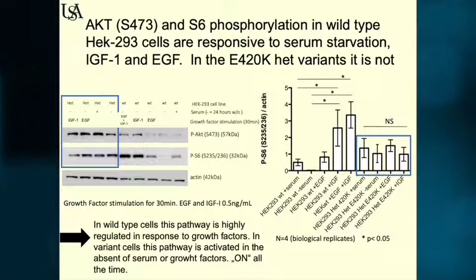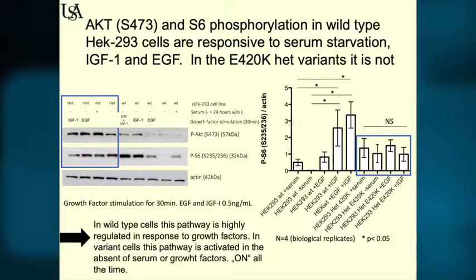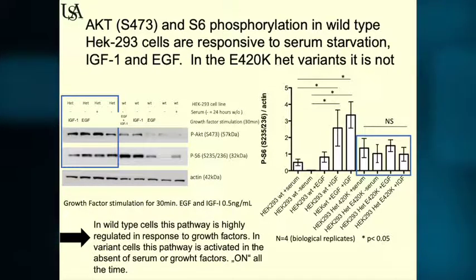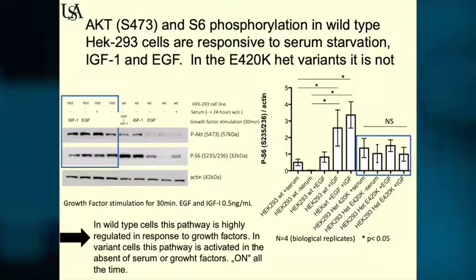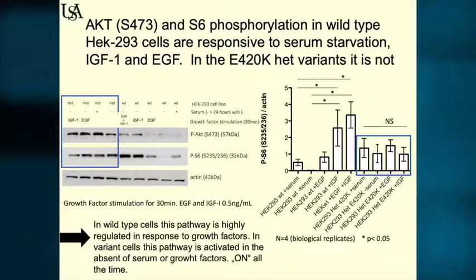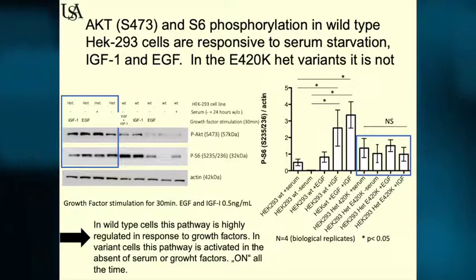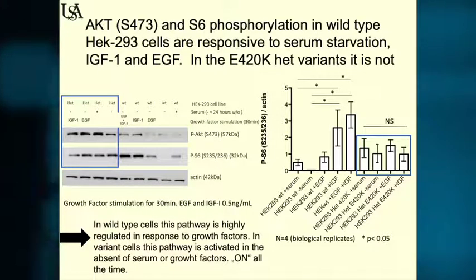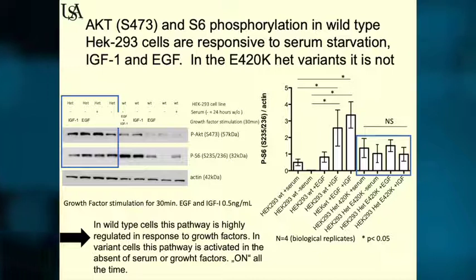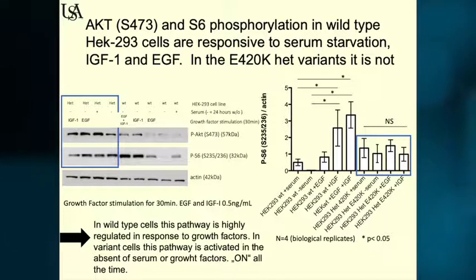This is the S6 and the AKT. In the variant, again, it's on all the time. This is the normal pathway. So this is the arrested cells. Take away the serum, S6 goes away. With EGF, IGF, and the combination of the two, you get an increase in signal. In the variants, we're seeing this on all the time. It's not necessarily on at the maximal level, but it's not responding to the normal growth factor signals.